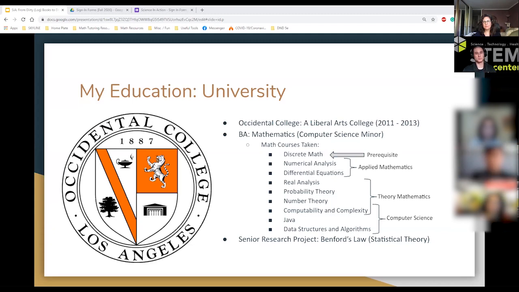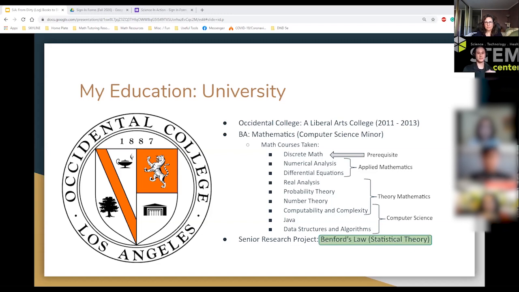The discrete math was a prerequisite course. I took a few applied mathematics courses, some more theoretical mathematics courses, and then a handful of courses that allowed me to finish my minor in computer science. And so all of this culminated in my research project in Benford's Law, which is also not a class that I took, but it was heavily steeped in statistical theory.